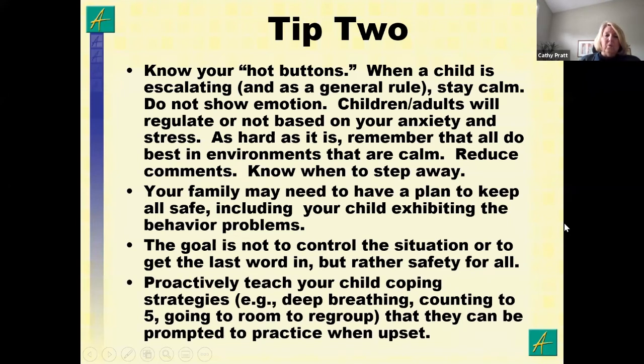And so what we want to do, and we're going to talk more about these, is how we proactively teach kids. When you have a child who has a tendency to go into crisis mode, to have escalating behaviors, we want to talk about how to proactively teach them how to cope, by either deep breathing or counting to 5 or going to a room to regroup, so that they can be prompted to practice when upset.